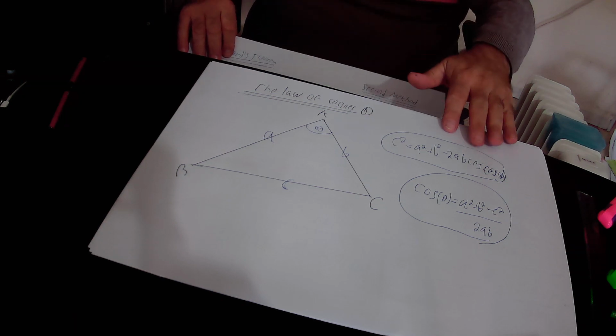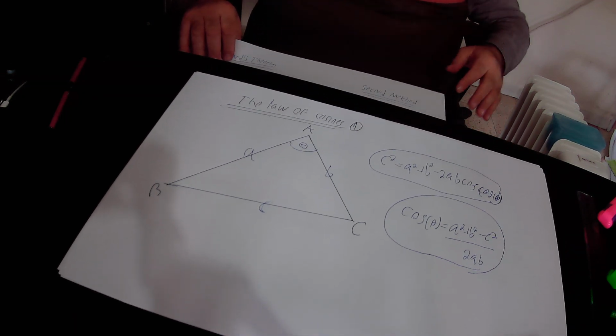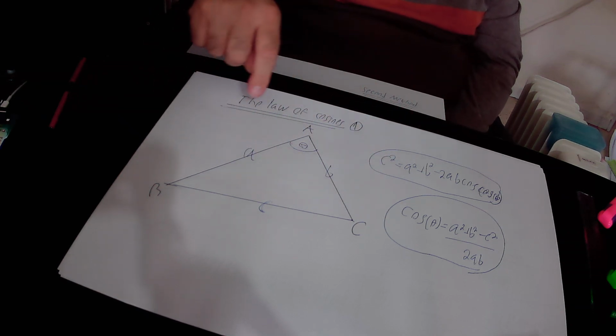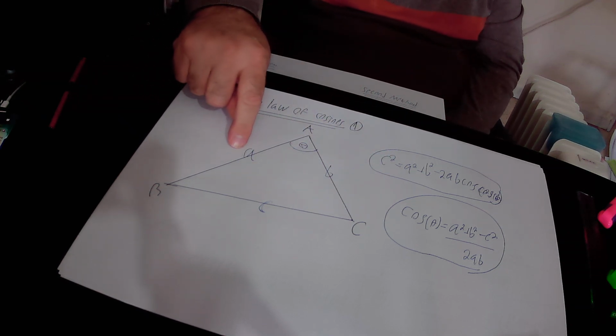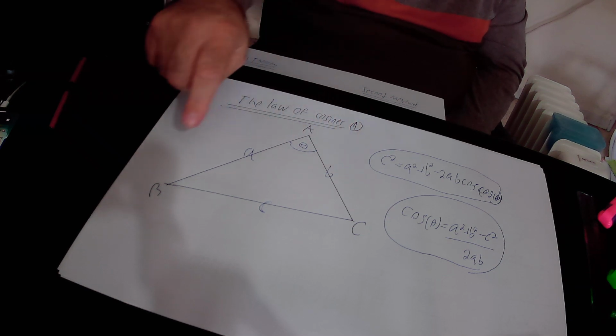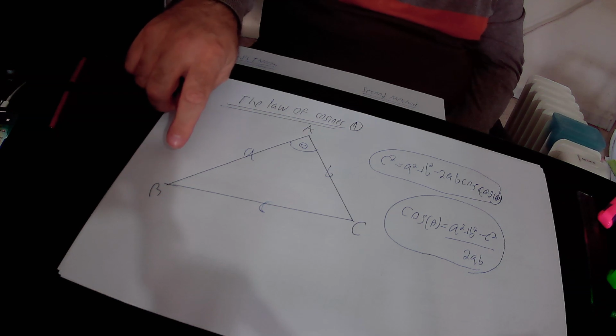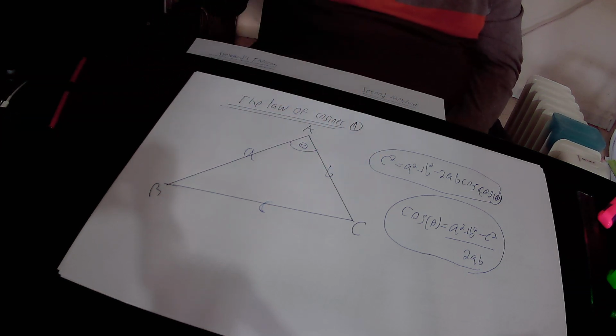So what is the law of cosines? The law of cosines is true in any triangle. So this triangle ABC could be any triangle. The length of side AB is a units, side AC equals b units in length, and side BC equals c units in length. And we also know that this angle BAC equals theta.